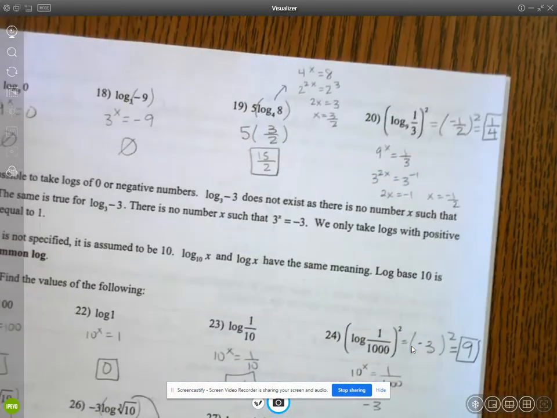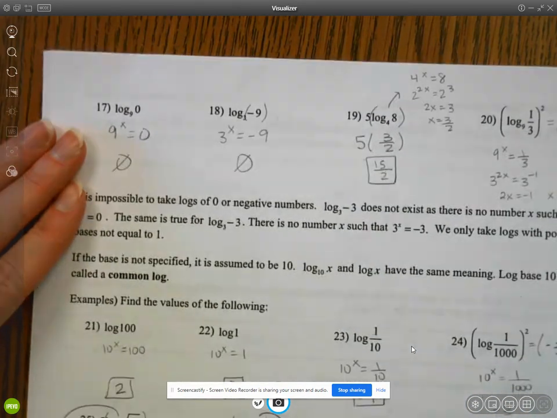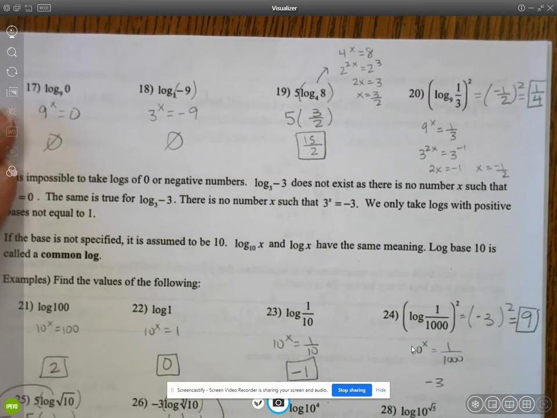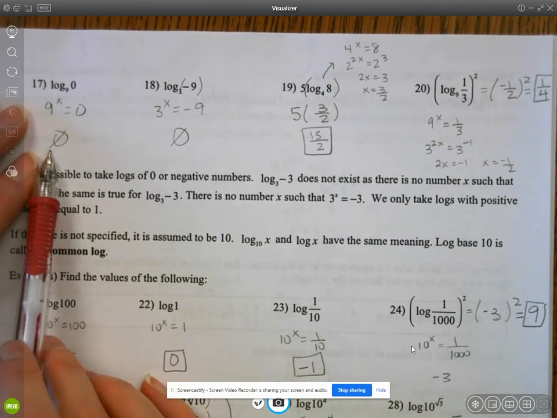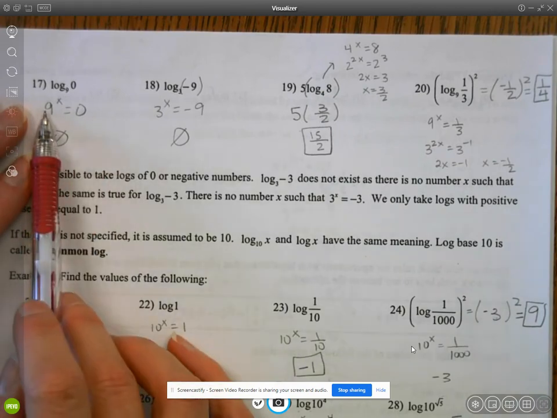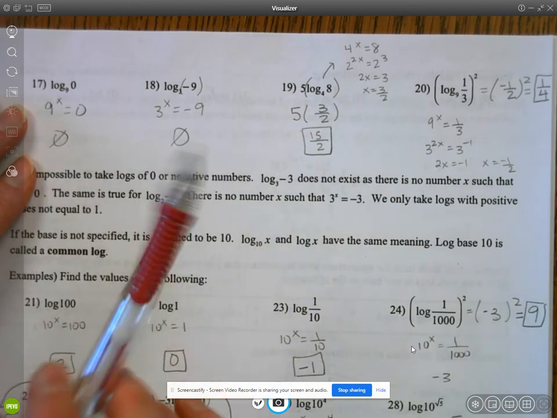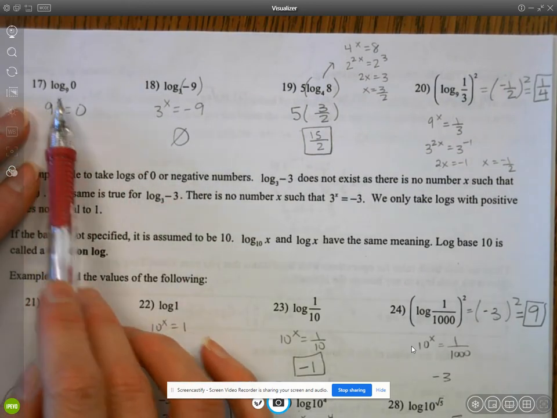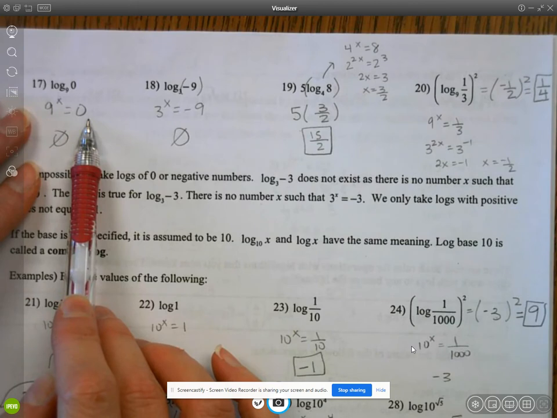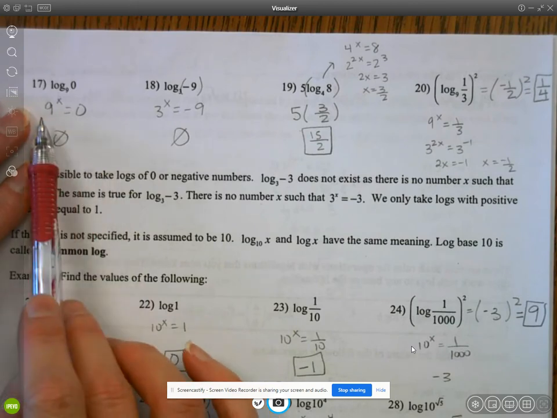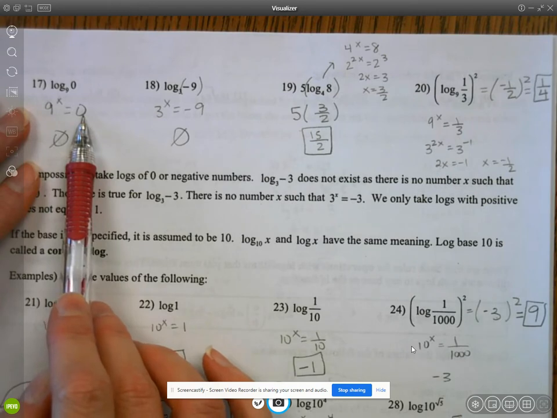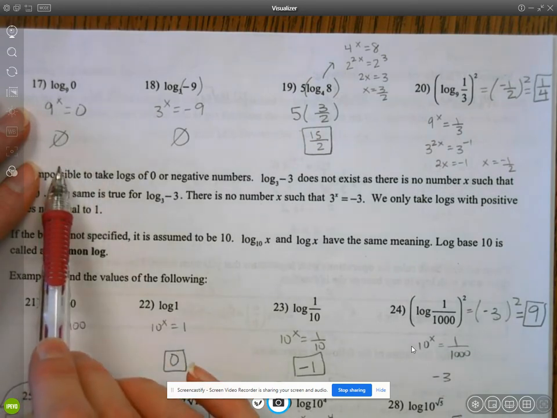All right, next page of your notes, so we're on page 3 of the classwork. If you're re-watching this and you were in second block today, I clearly stated this incorrectly. In my brain, it was 9 to what power is 1, and we said 0 was the answer. I think that's not true because it's saying 9 to what power is 0. And remember that the domain of a log has to be positive numbers. So you can't raise 9 to a power and get nothing. So this one has no solution.